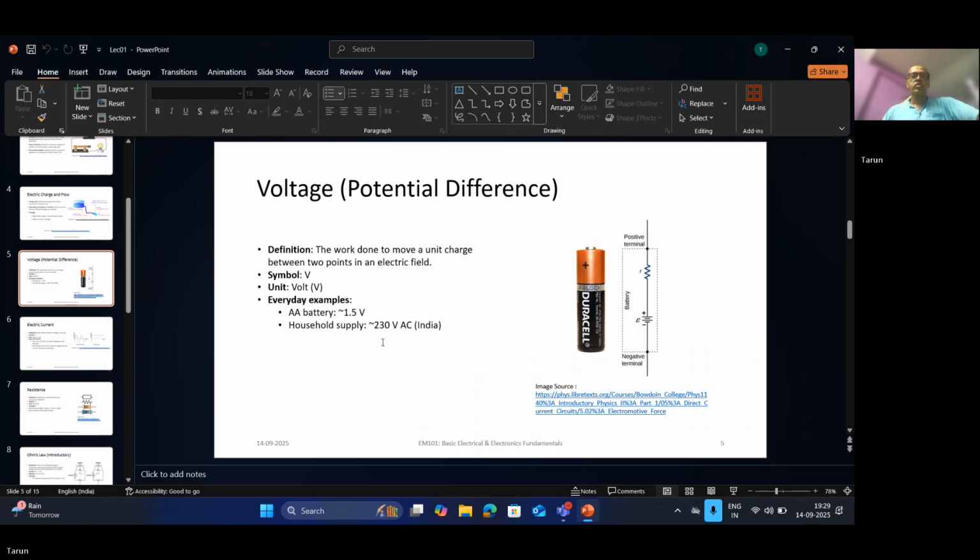Now, what is voltage? The work done to move a unit charge between two points in an electric field is known as voltage or potential difference. It is symbolized by capital letter V, and its unit is the volt, which is also symbolized by capital V. The voltage of an AA battery we can express as 1.5 volt. In a similar way, the household supply can be expressed as 230 volt AC in India.